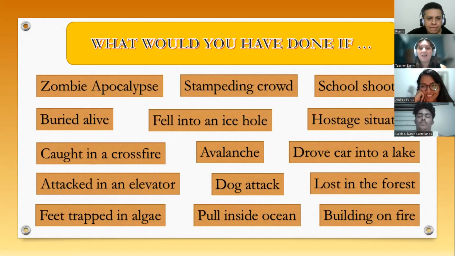Or imagine you're caught in a crossfire. Do you know crossfire? Imagine there's some people on this side shooting to this side and there's other people on this side shooting back, and you're in the middle, right? Caught in a crossfire. Or what would you have done if you are attacked in an elevator? Imagine there's a lot of people in an elevator going up or down, and there's someone with a knife or a gun. What would you have done?